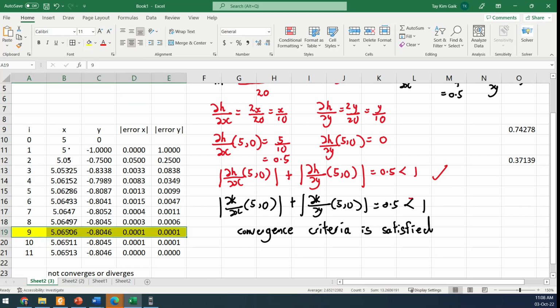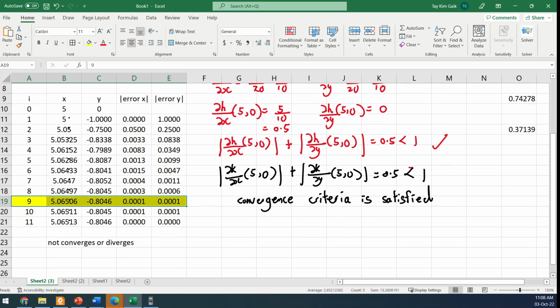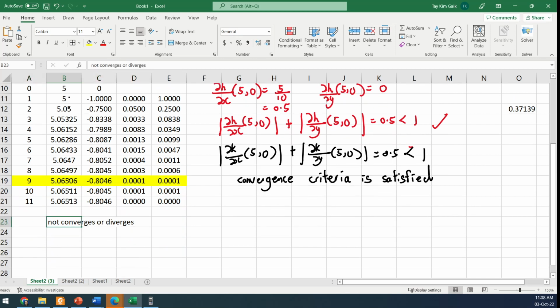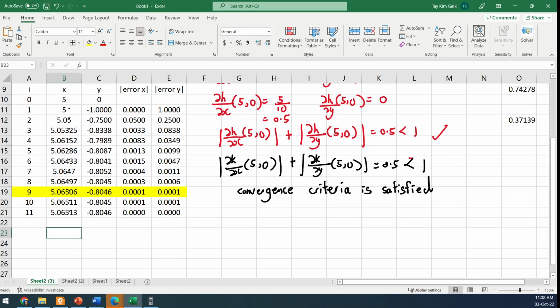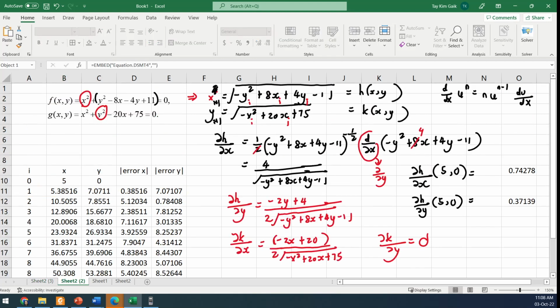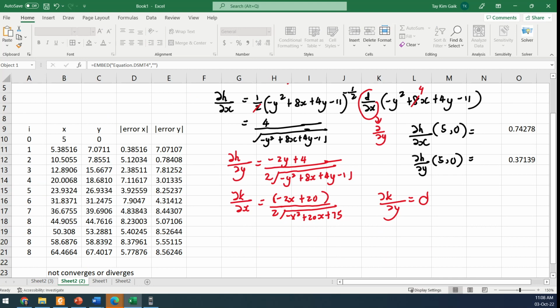And then when you stop, please write down your stopping criteria. And this is what we call converge. When you converge, you see the numbers zoom in to the root. That's what we call converge, and the error gets smaller and smaller. If just now you saw the error get bigger and bigger, this is what we call diverge.